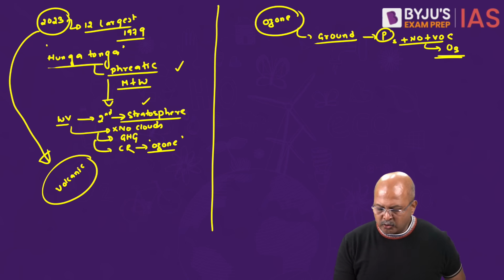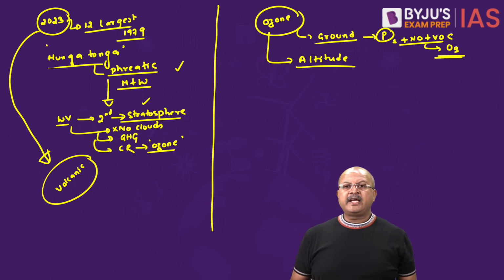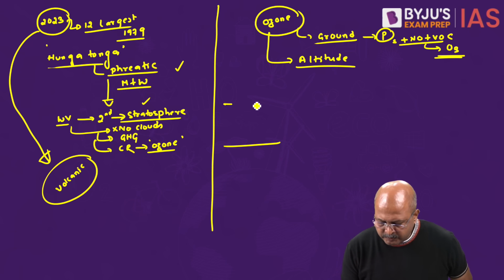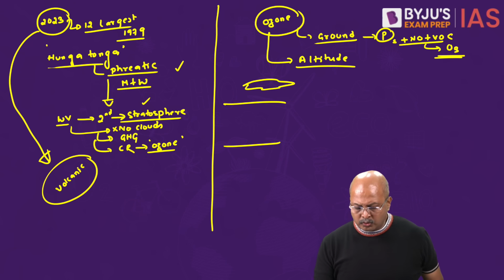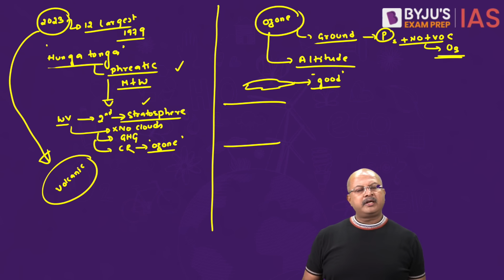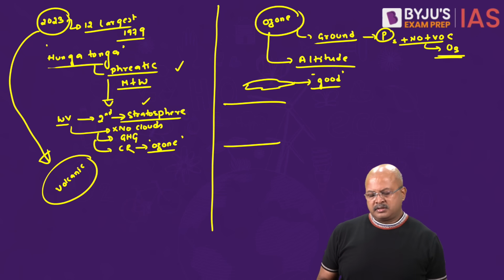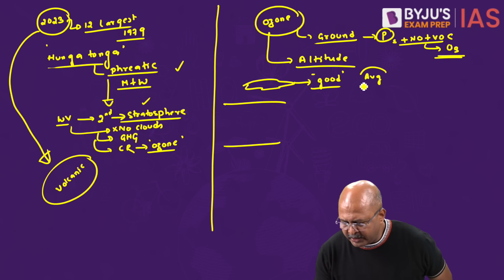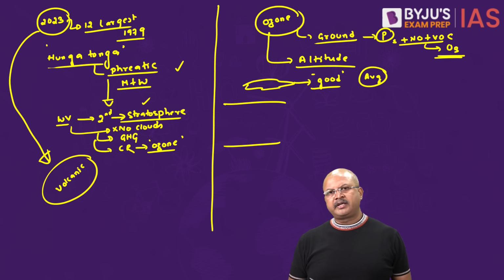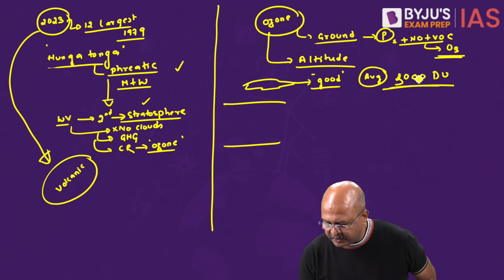But in this question, we are talking about the ozone which is found at altitude, at height, that is the second layer of Earth's atmosphere, the stratosphere. This is referred to as good ozone, which protects us from harmful ultraviolet radiation. Now, the average thickness of this ozone, which is important to protect us from ultraviolet radiation, is around 300 Dobson units.